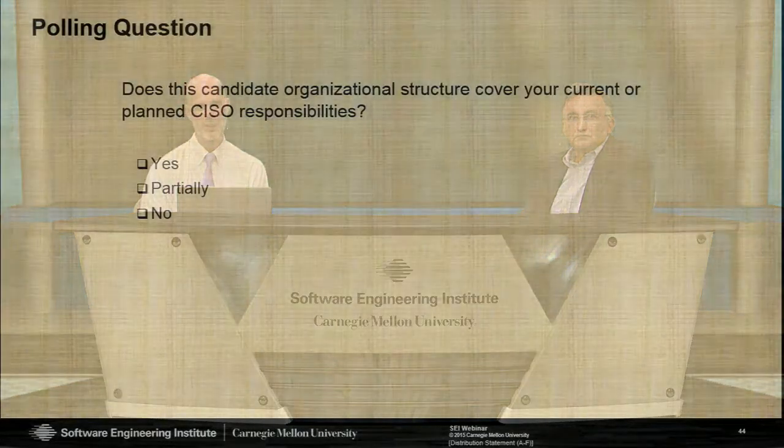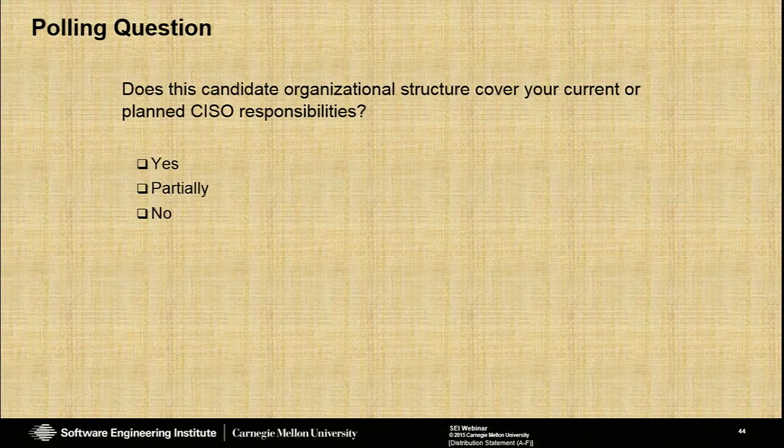Great. Okay, before we turn it back to Nader, we'll give you the survey results real quick. The question was, does this candidate organizational structure cover your current or planned CISO responsibilities? We had 54% with yes, 38% with partially, and 8% with no. So again, if you're in that partial or no area, feel free to type some information into the Q&A box. Nader, we'll turn it back to you.